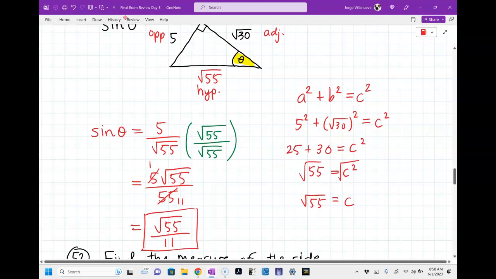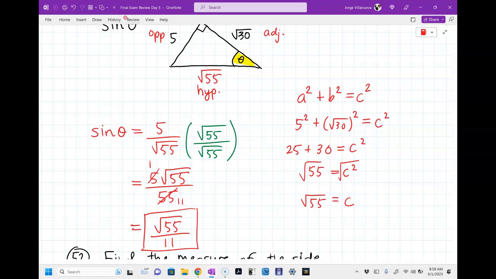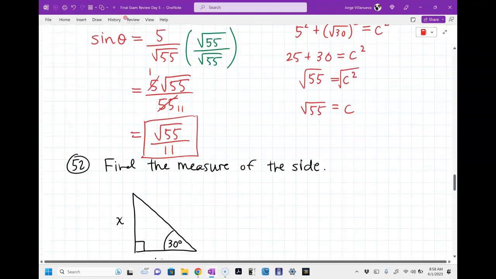Again, you don't have to do this by hand. I literally just typed it into the calculator and it did it for me. So you guys don't have to do it by hand. You can just let the calculator do the work for you once you get it in a fraction. We're almost done. 52, 53, 54, and 55. And then we're done.